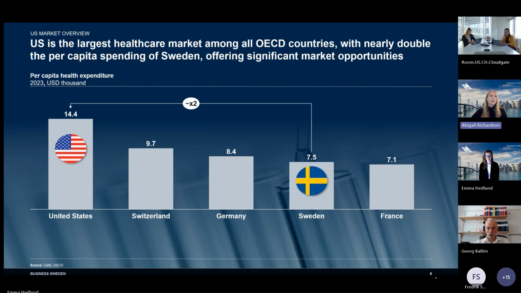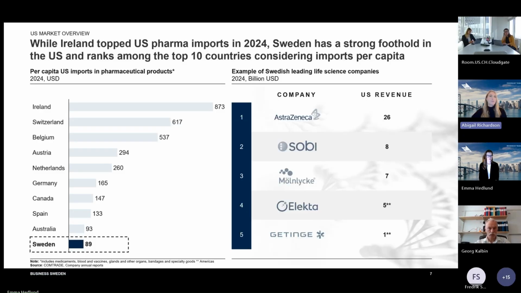I think it's also important to look at imports for the US. So if we move on here, good to note that the US is the largest importer of pharmaceutical products in the world. It's dominated by countries like Ireland, Switzerland, Belgium, and Austria when it comes to total import value. But when we break it down per capita, it becomes a little bit more interesting because Sweden really stands out. It actually ranks 10th at about $89 per capita. So it really shows that there is a strong foothold of Sweden here locally, even compared to some of the pharma giants we see in other markets.